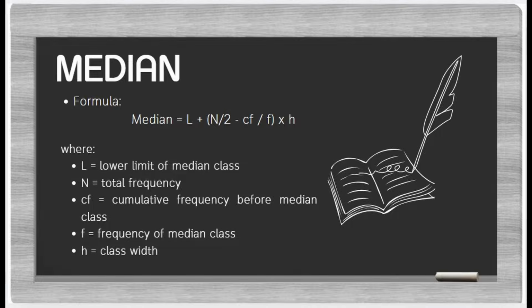2. Grouped median. To find the median in grouped data, we use median equals L plus (N over 2 minus CF) over F, times H.